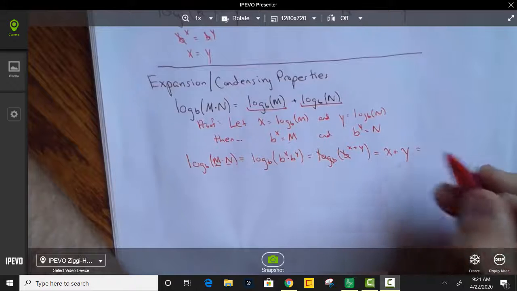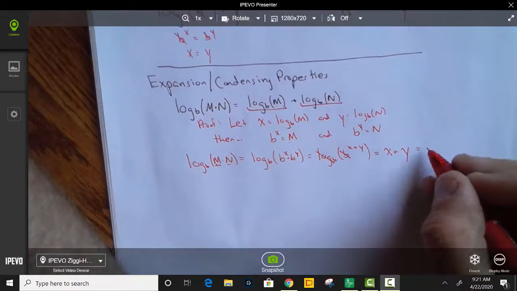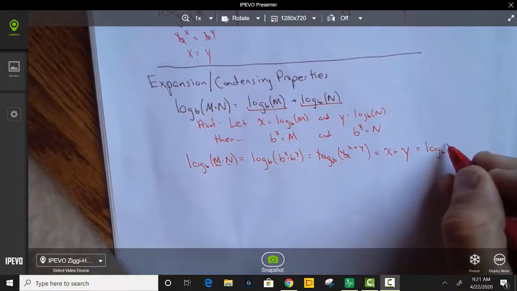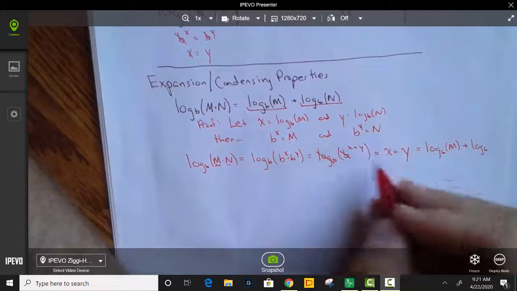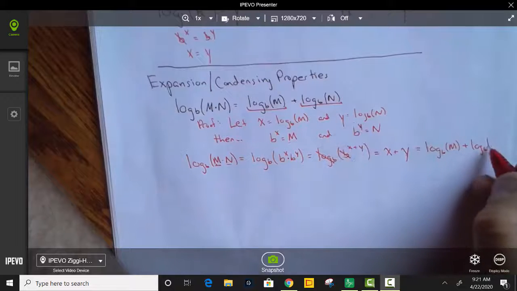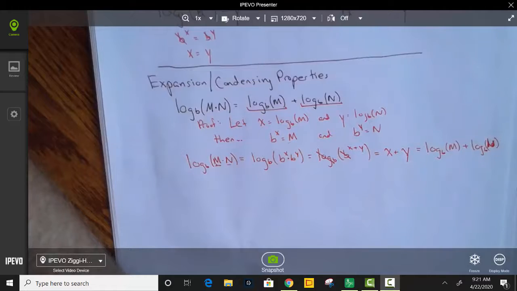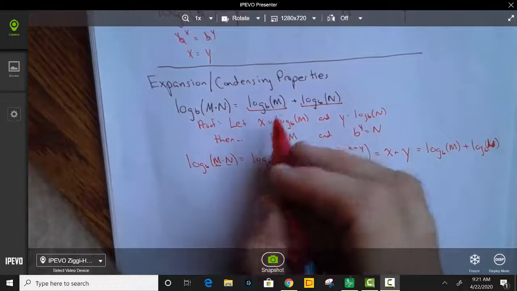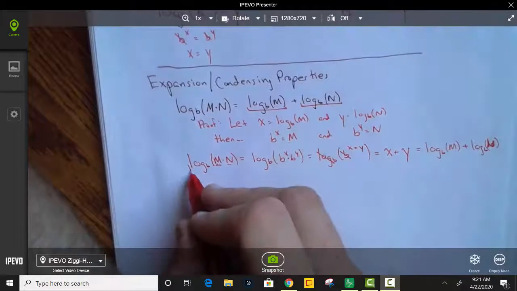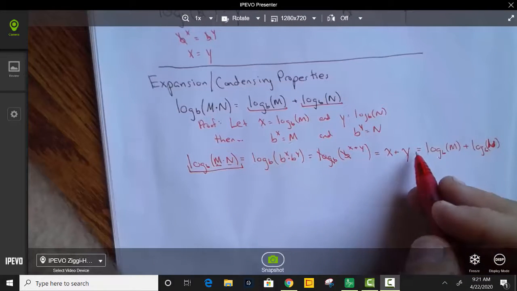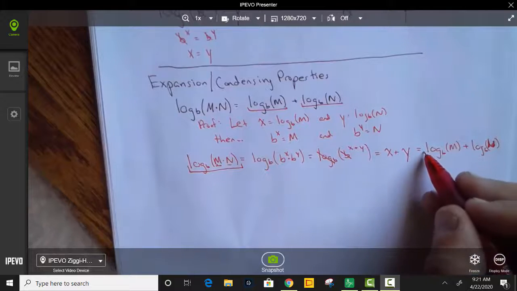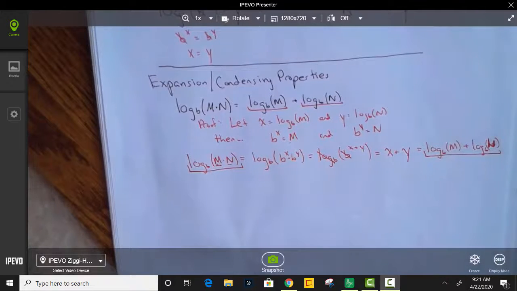And then lastly, we do our last substitution. What does x represent? Remember, we started off the problem by saying let x equal log base b of m, and let y equal log base b of n. And so we see that we arrived at exactly what our statement said. We have a logarithm of two things being multiplied, and through a series of equalities, we have two logarithms split up through an addition now.